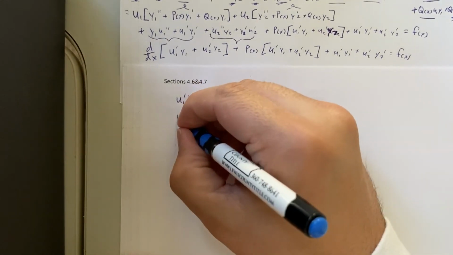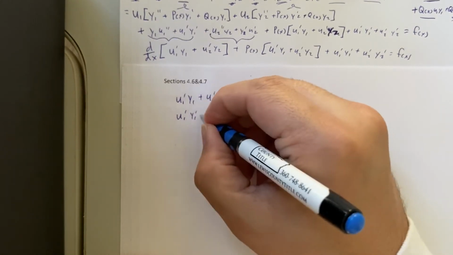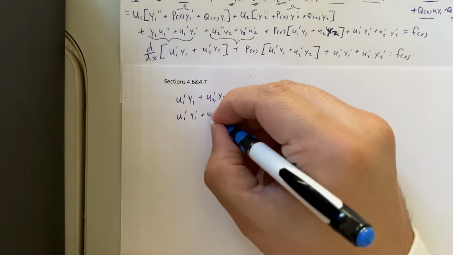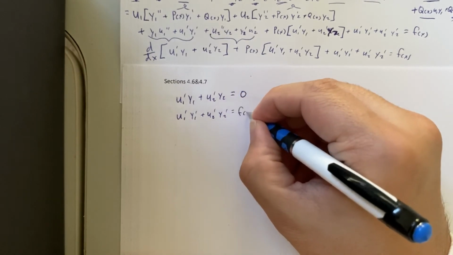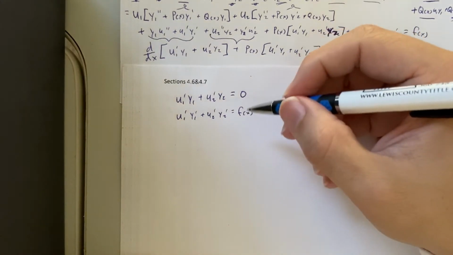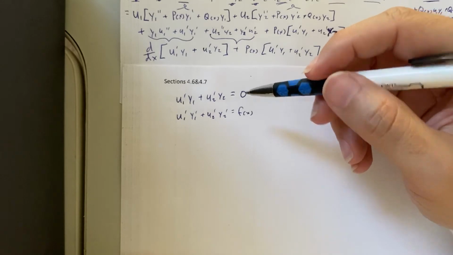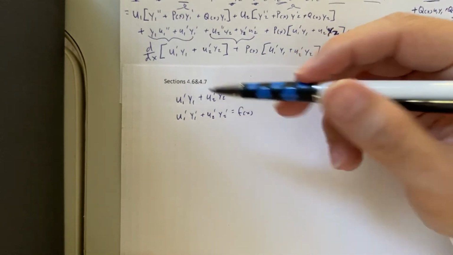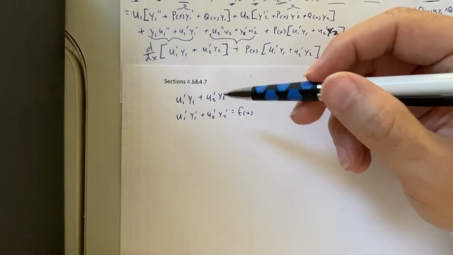And so we're going to do u sub 1 prime times y sub 1 prime plus u sub 2 prime times y sub 2 prime, and we're going to set that equal to f of x. And now we have a system. Now, how we're going to solve this system is we're going to use the Wronskian. In pre-calculus, you were probably taught how to solve a system of equations using Cramer's rule, and that's what we're going to do here. We're going to use Cramer's rule.